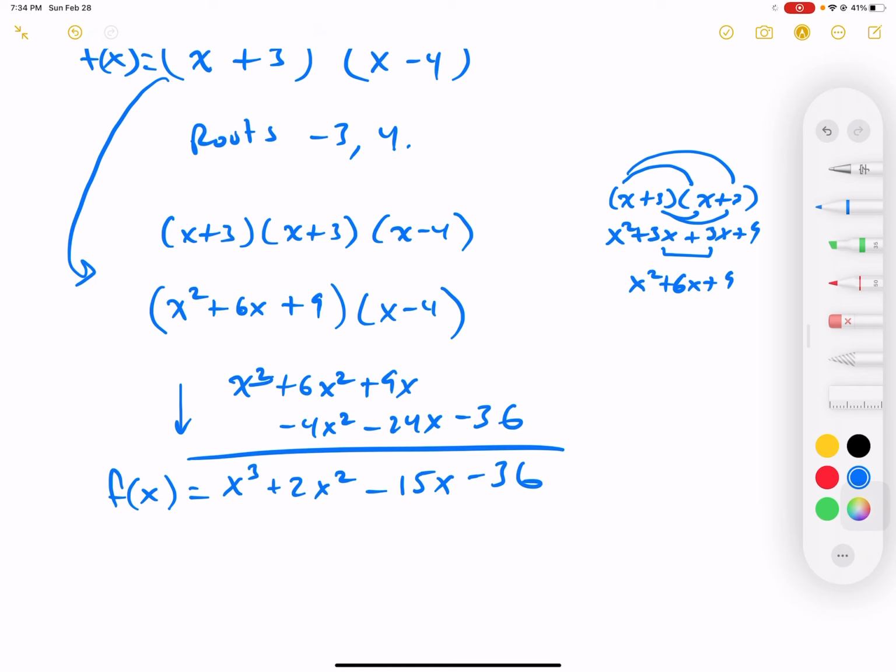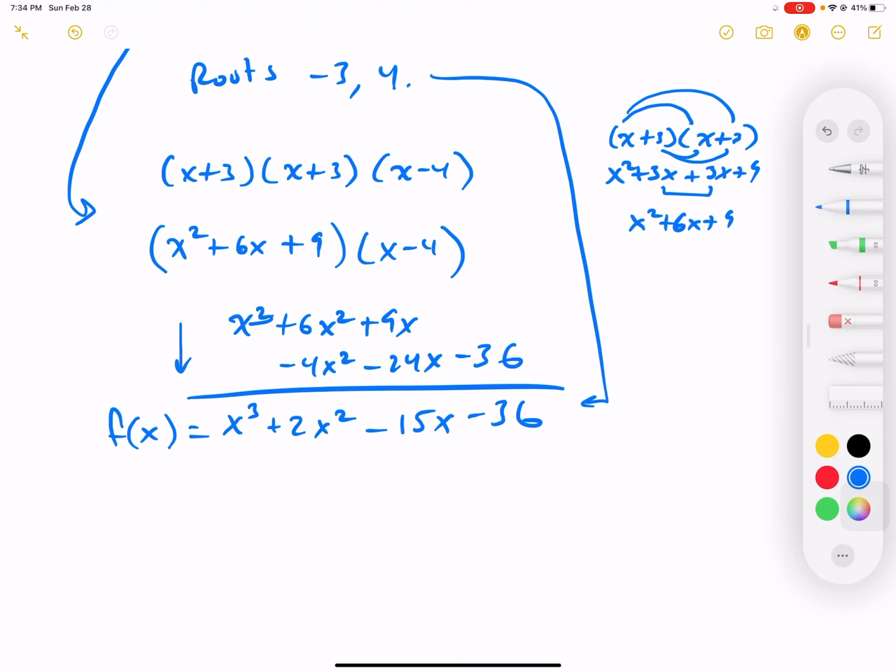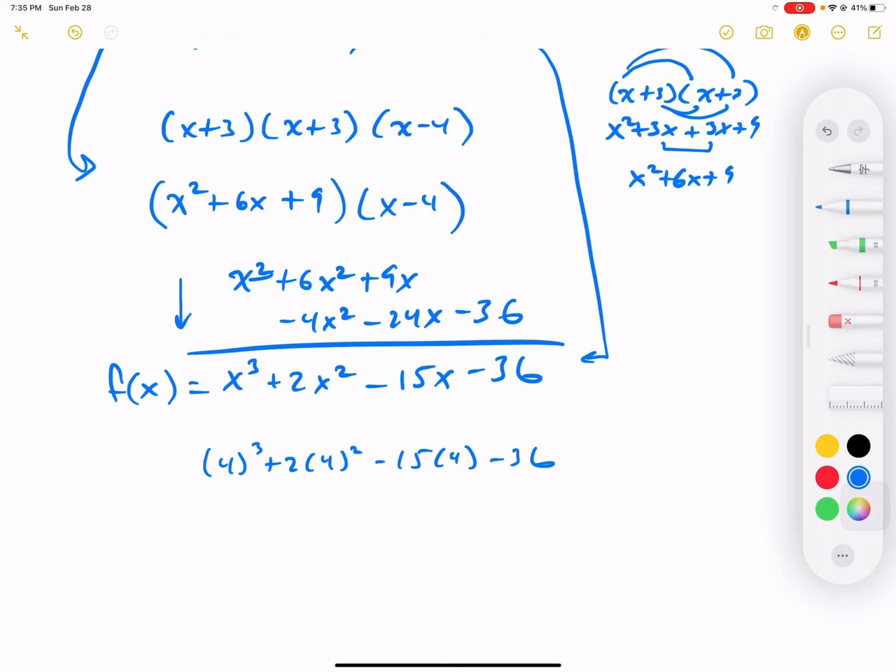So we'll do this one more time, going forward and backwards. And just to prove to you, because we have a little bit of time, I'm going to plug in the 4 into the problem, and we'll see, does it give us a 0? Remember we said negative 3 and 4 are the roots. So 4 cubed plus 2 times 4 squared minus 15 times 4 minus 36. We have 4 cubed is 64. 4 times 4 is 16, times 2 is 32. Minus 60 minus 36. We're going to add these up, this is 96, negative 96. And this does give us a 0, like we hoped for.